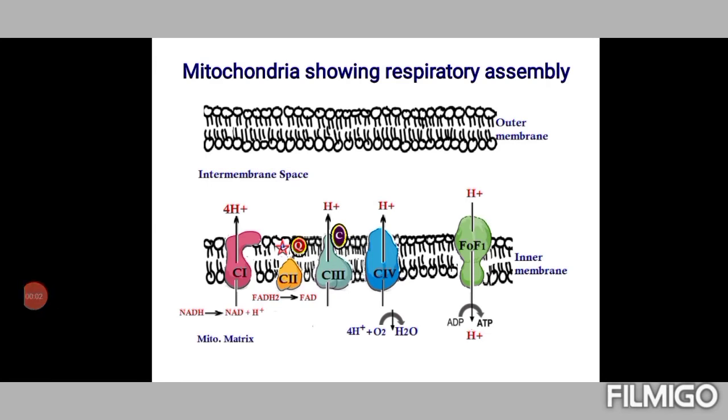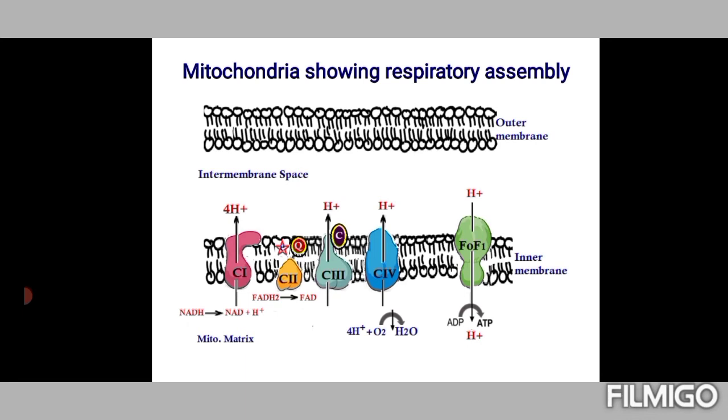Now besides accepting electrons from complex 1, ubiquinone molecules actually accept electrons from complex 2 also. Now complex 2 is attached to the inner portion of the inner membrane of mitochondria, as you can see here, and complex 2 does not produce a sufficient amount of energy, so it cannot pump out protons. This is the reason why it's not a proton pump, unlike complex 1. Complex 2 is not a proton pump.